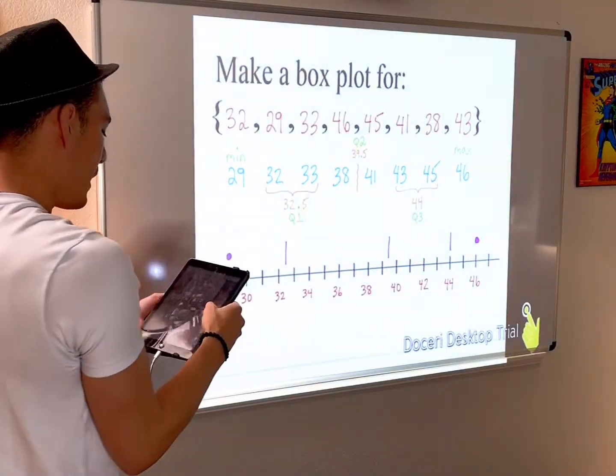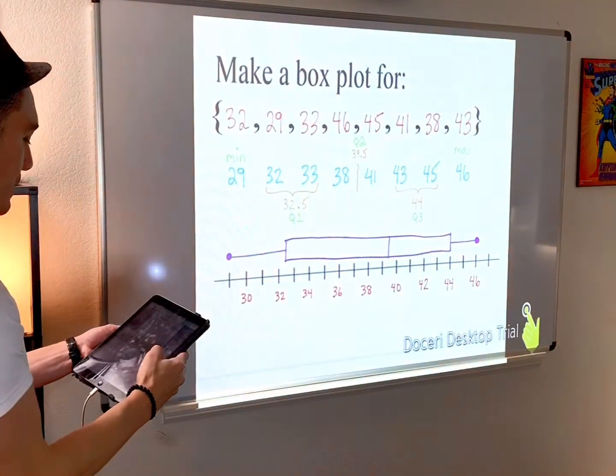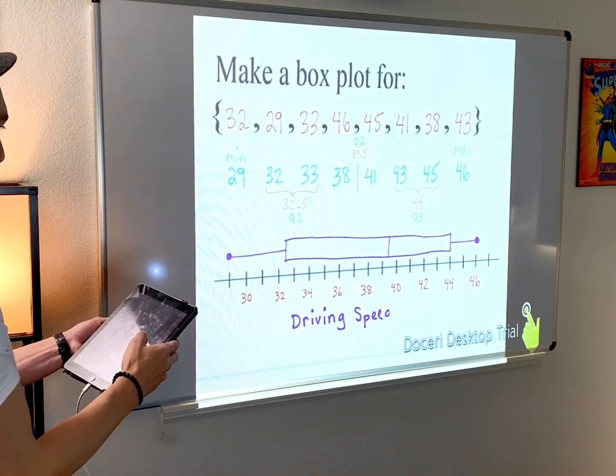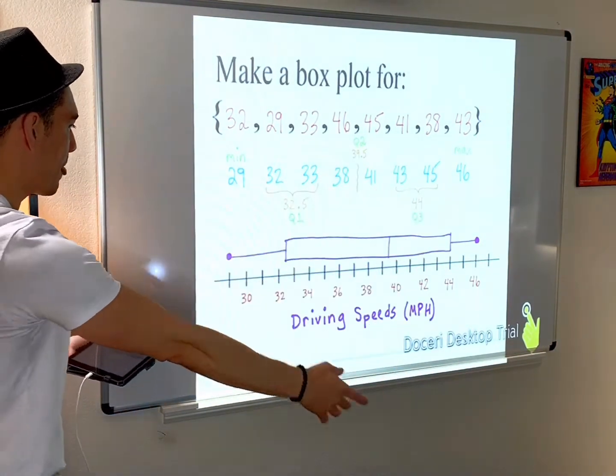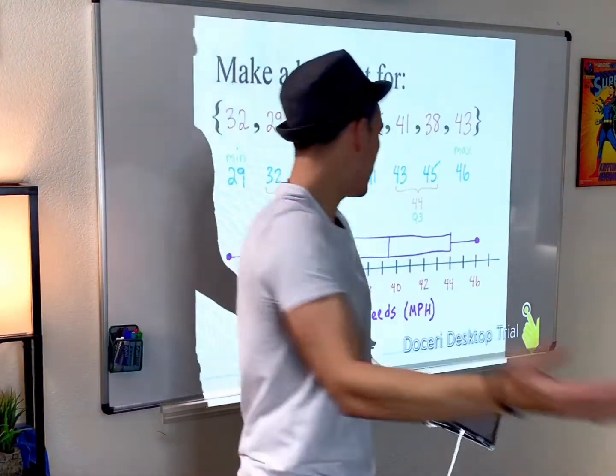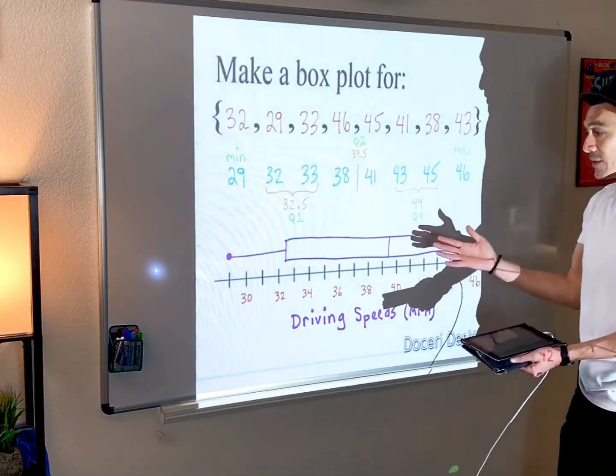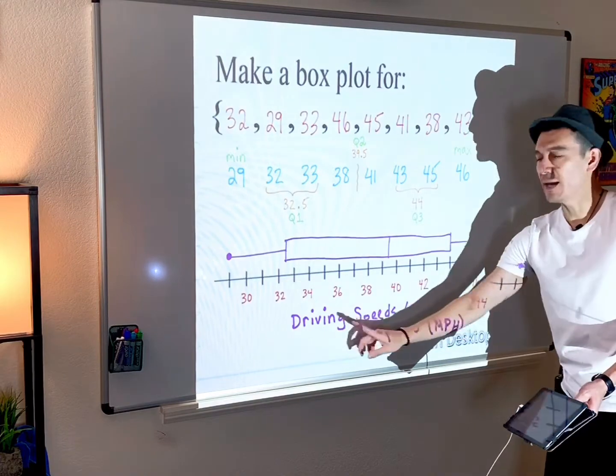So draw your box and whisker plot. It should look something like this. And of course, before you leave, before we go on to the next problem, give me context. If someone sees this, they don't know what this represents unless you tell them what it means.